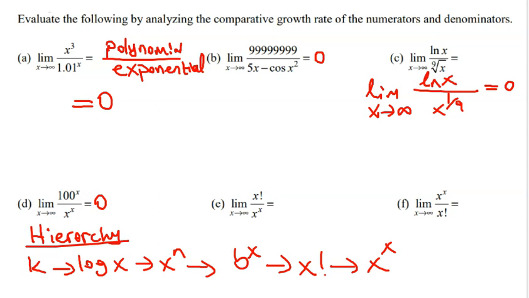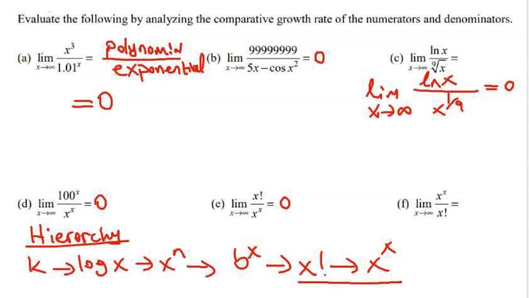Right here in part E, the limit as x approaches infinity of x factorial over x to the power of x. If I take a look at this hierarchy, x to the power of x has a larger growth rate than the factorial function, which means the denominator is going to get infinitely bigger than the numerator, so the limit is going to be equal to 0.